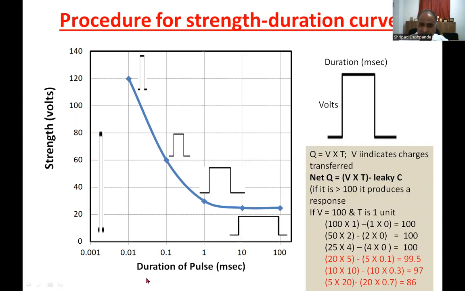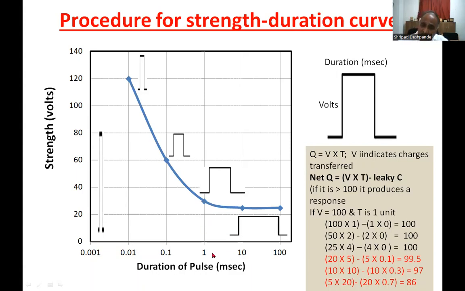Now I increased the duration to 0.1 millisecond. Again I repeated by increasing the voltage, and it could be excited by 60 volts. So I noted that point. Subsequently, I increase the duration further. Here I'm going in a logarithmic scale, 0.001, 0.01, 0.1, 1. And when I increased, I found the voltage required may be around 25 or 30. So I noted the stimulus.